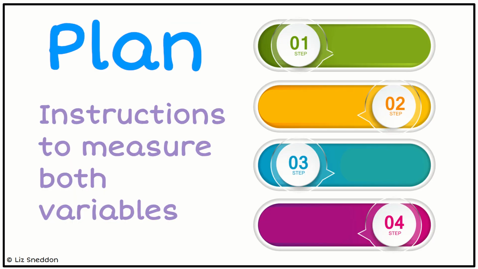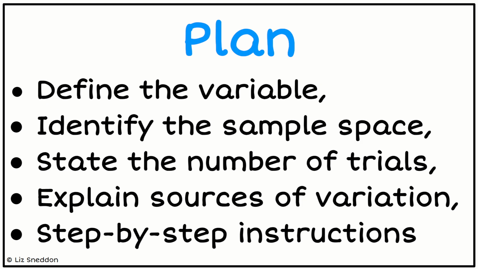Hi, it's Liz Nedden. Let's have a look at writing a plan for an experimental probability investigation. One of the things we need to think about is we want to end up with some nice step-by-step instructions, and those instructions need to help us measure data accurately and control the sources of variation where possible. So in our plan, these are some of the things that we need to define.